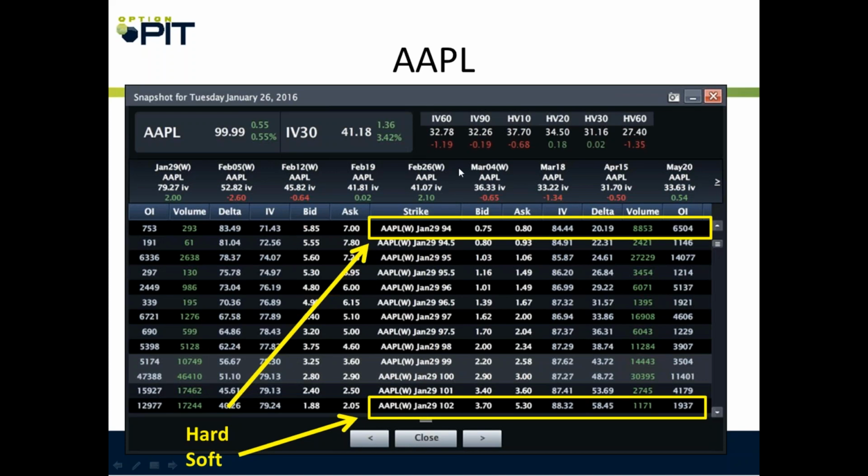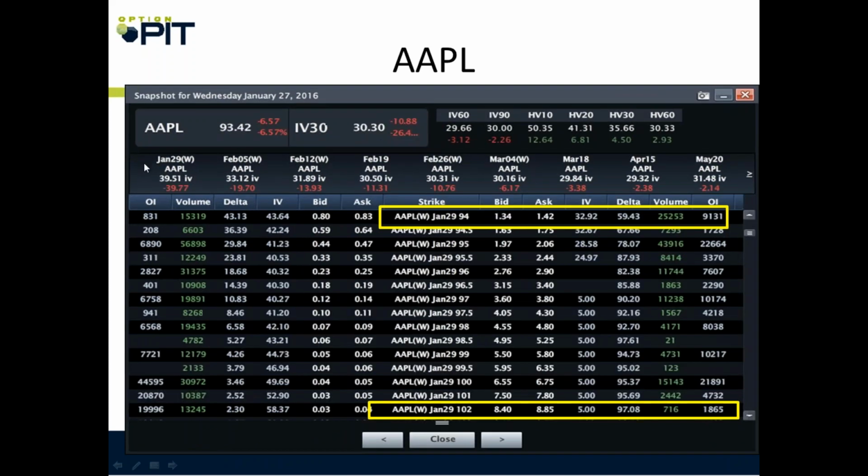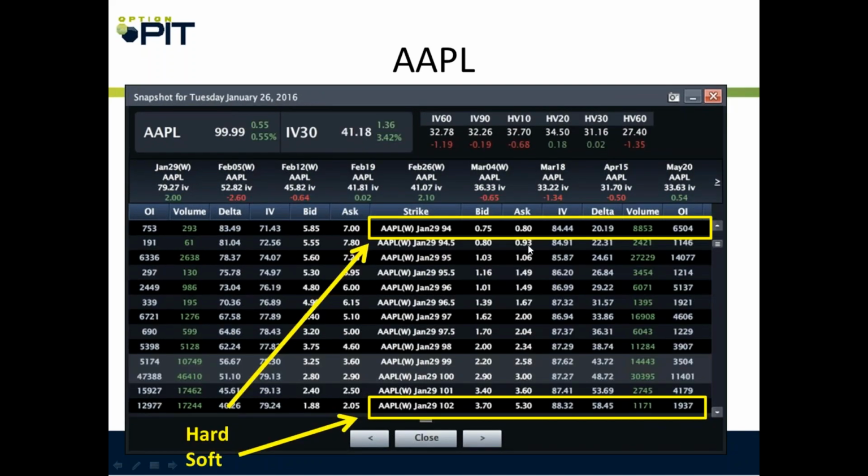So look at that volatility. There's the 26. Look at the volatility here. 84, 88. This 94 is the soft delta. This 102 is the hard. Now take a look at the drop. It dropped $6. See that? $6.50. Now take a look at this delta.